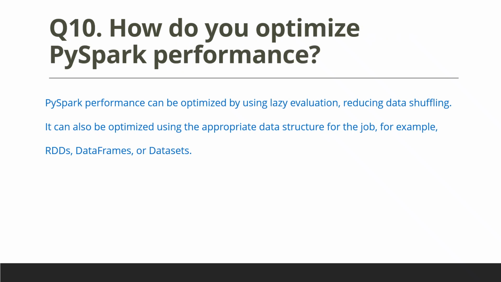The last one for today: how do you optimize PySpark performance? PySpark performance can be optimized by using lazy evaluation and reducing data shuffling. It can also be optimized using the appropriate data structure for the job, for example, RDDs, DataFrames, or Datasets.